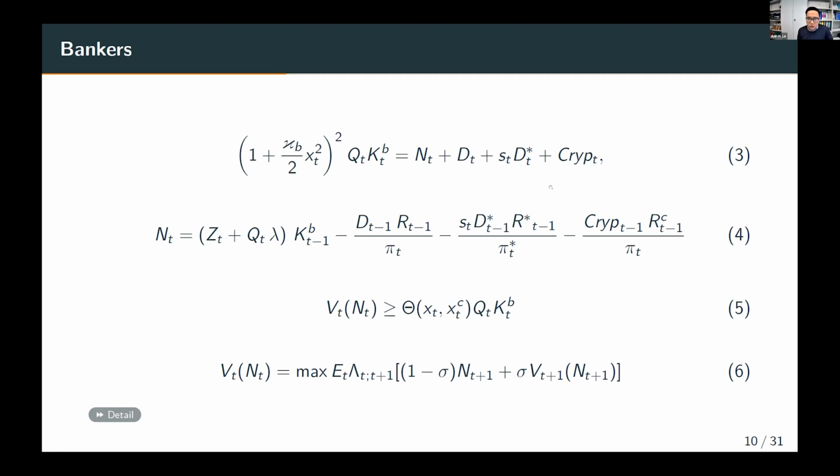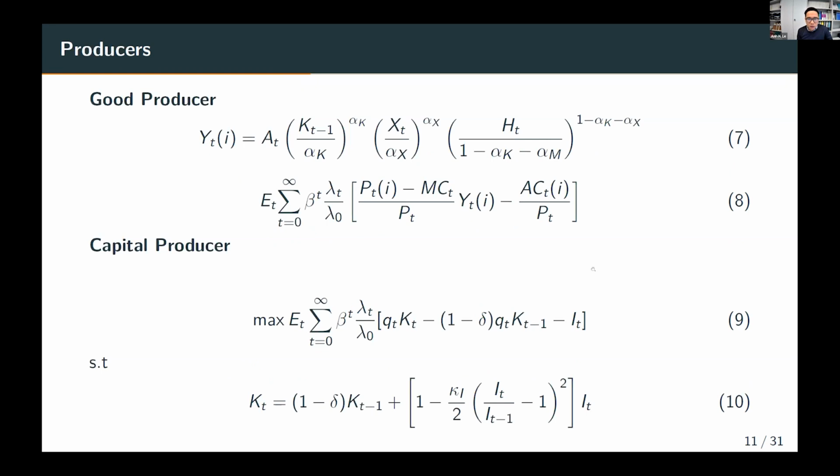Then they can finance by crypto, and they have to satisfy an incentive constraint every period, given by the financial friction. And then the good producer uses capital, intermediate input, and household labor hours to produce goods.